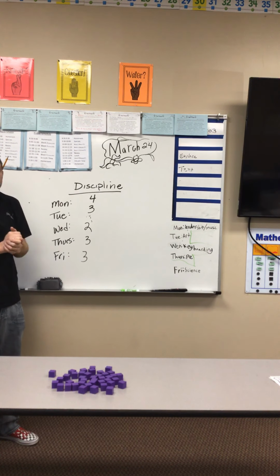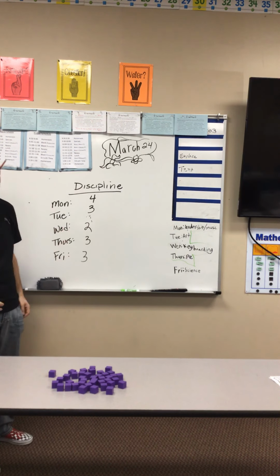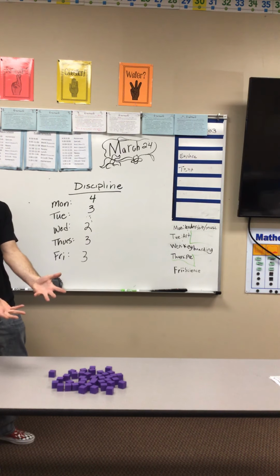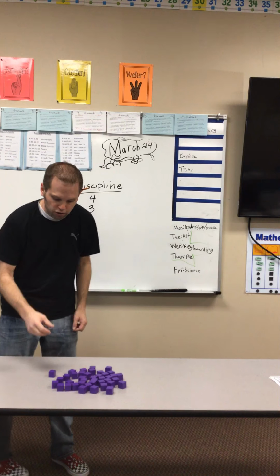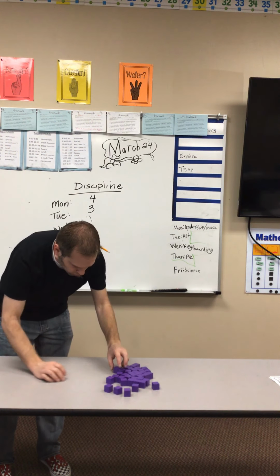What I want to do now is see if I can find the mean amount of students, which basically means you're finding an average. What's the average number of students that have their name on the board? So I'm going to model for you first, and then I'm going to show you another way to do that. So Monday I have 4. Okay, 1, 2, 3, 4.